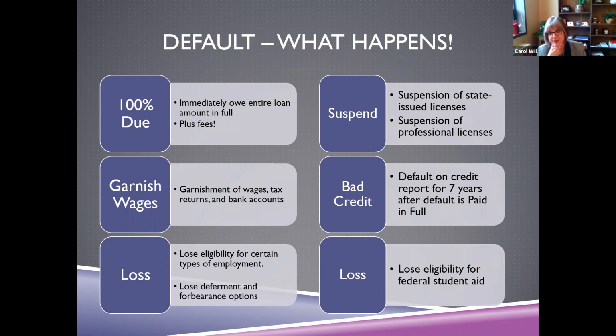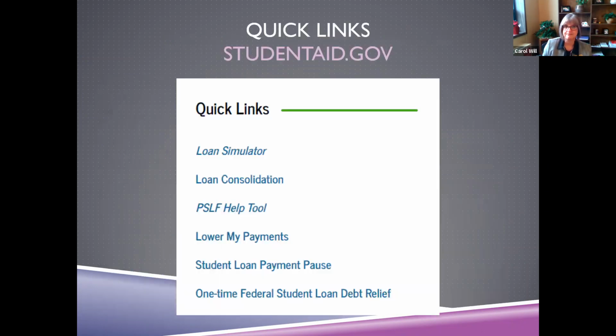If you start having problems, call your lender right away and they will work with you. Don't wait until you are several months behind and your credit is ruined. Call Carroll College before you get into trouble so we can help you as well. Use the loan simulator to estimate monthly payments and compare repayment options. Weigh the pros and cons of loan consolidation to decide whether it is right for you. Apply for public service loan forgiveness using the PSLF tool. Learn about the student loan payment pause and the one-time student loan debt relief.